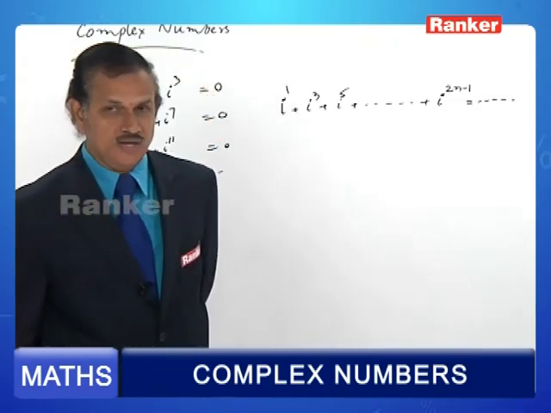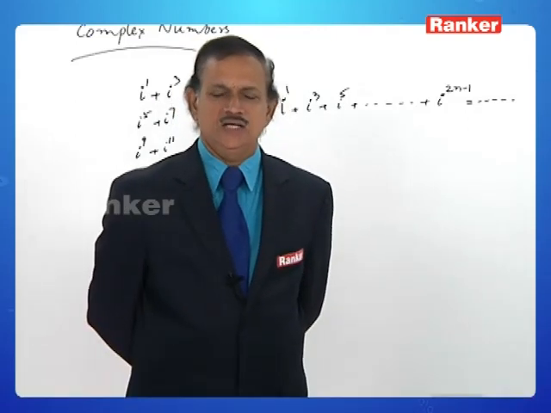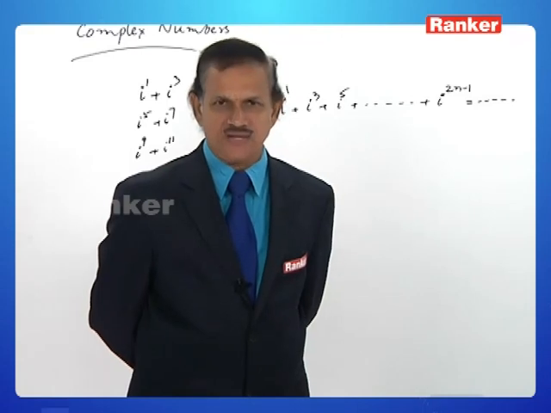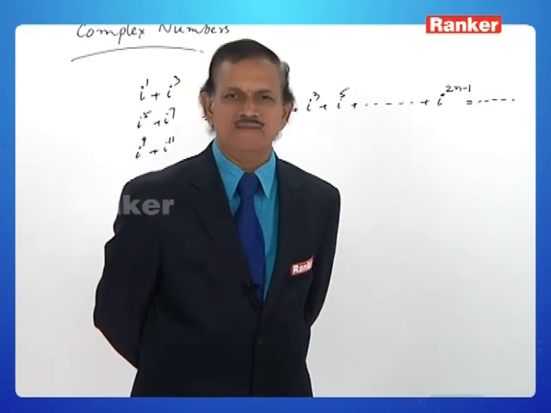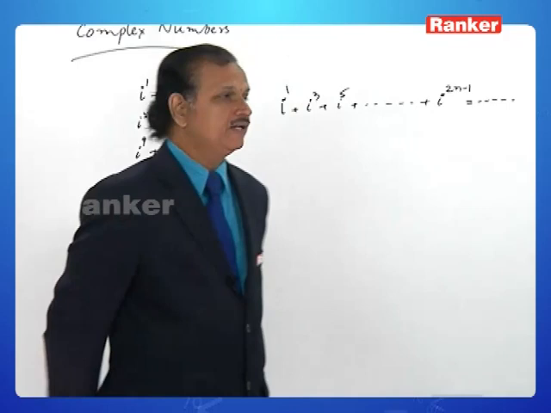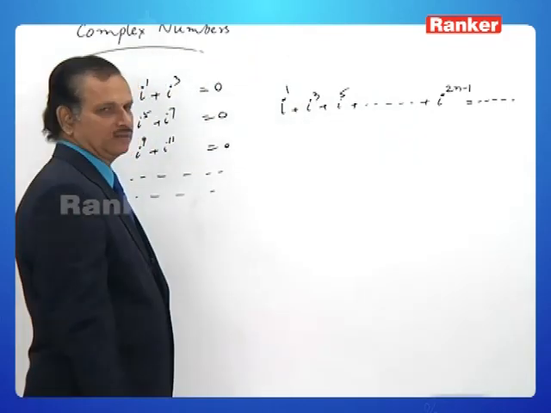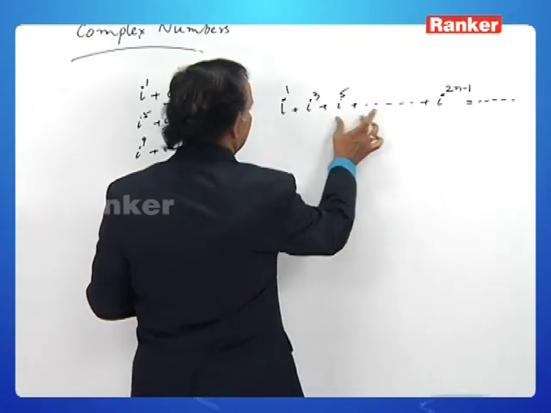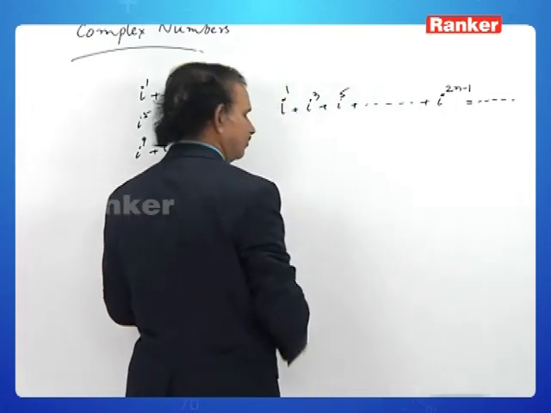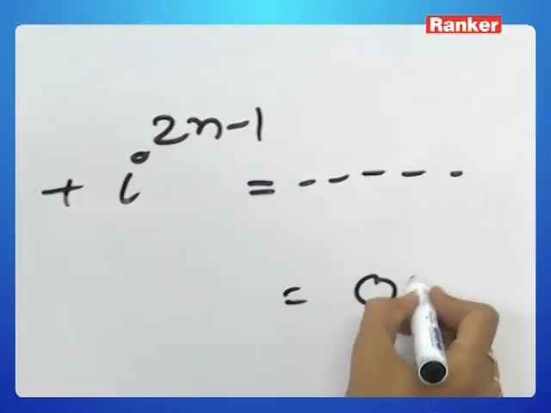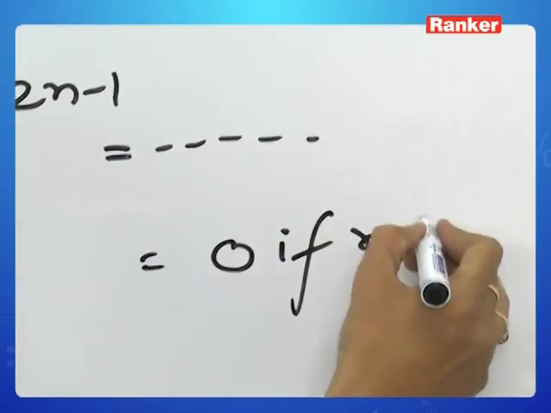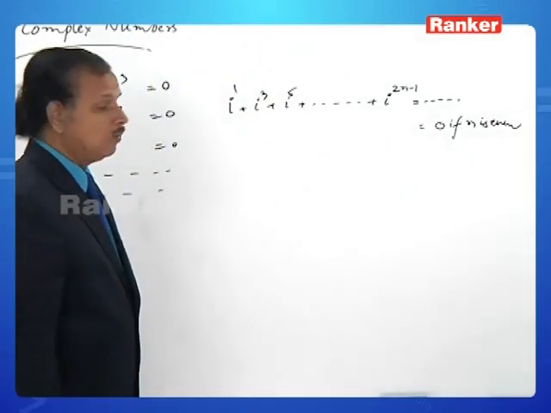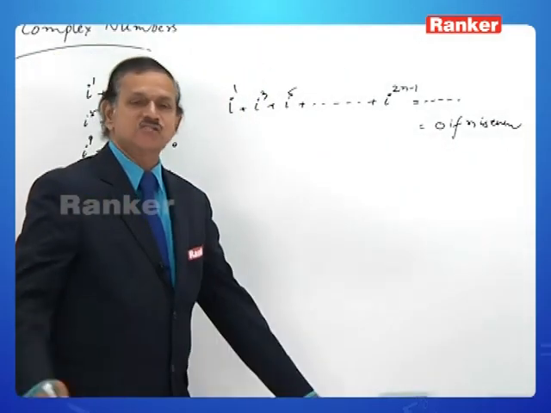Now two cases will arise. What happens when n is even? What happens when n is odd? That we have to know. Case 1: let n be even. If n is even, then the terms pair up as 0, 0, 0, and so on. Therefore, the sum is 0 if n is even.